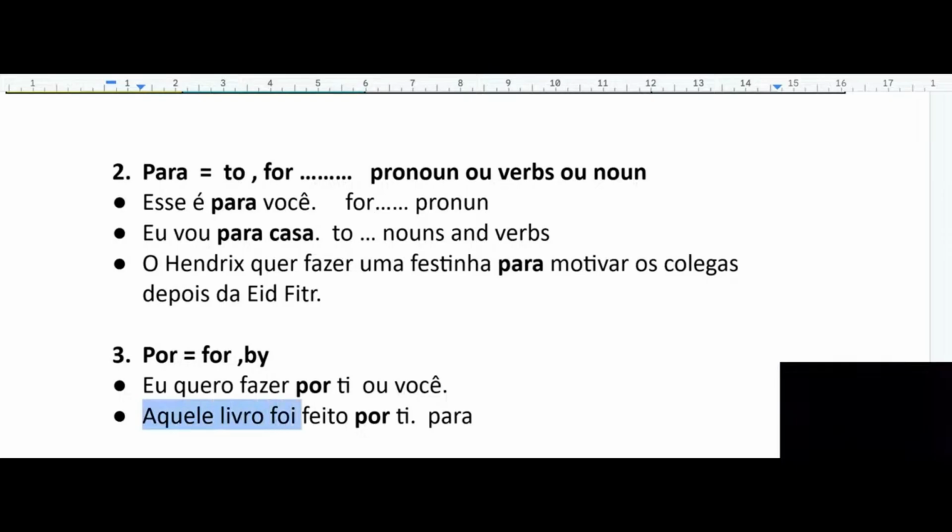Aquele livro foi feito por ti. So that book was done. Is it for you or by you? This one I need each and everyone's opinion. Everybody should write in the chat. I want to see each and everyone's opinion. Is it for you or by you? If it is for, you write for. If it is by, you just write by.